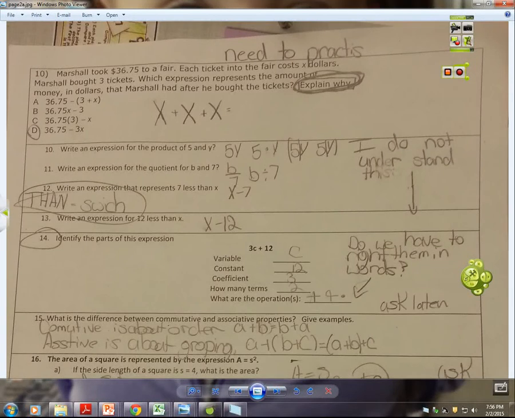13. Write the expression for 12 less than X. And then that would be X minus 12.